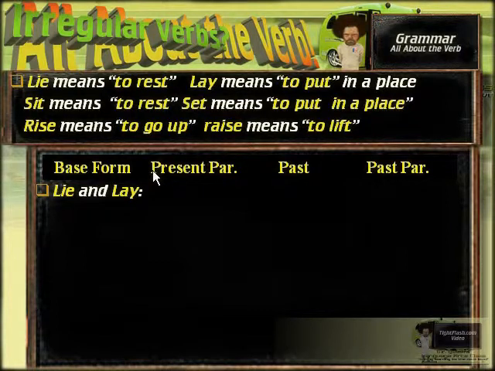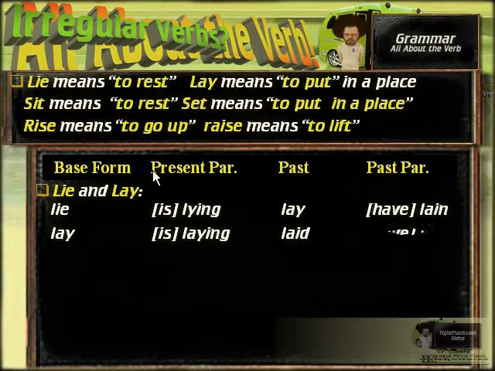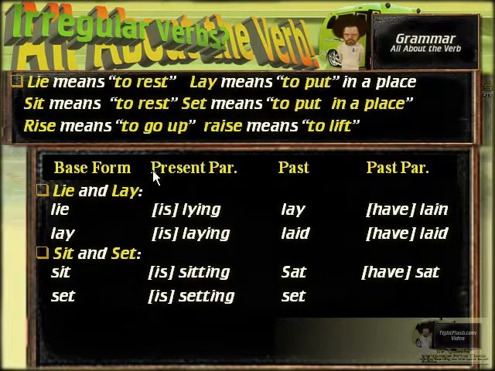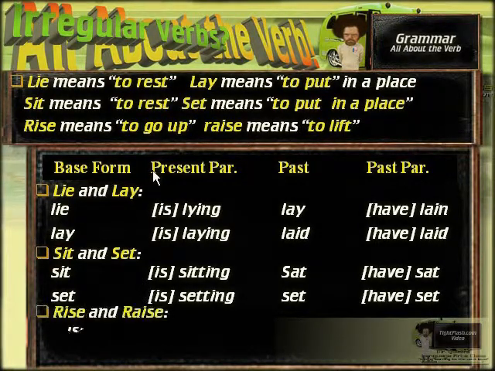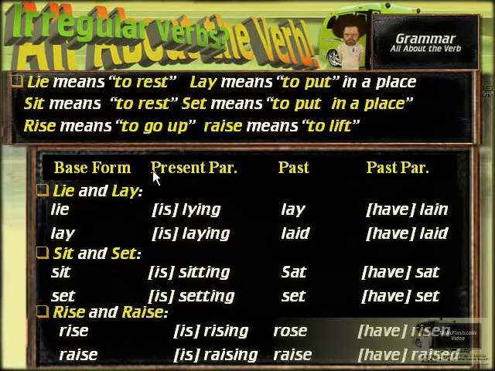Sit means to rest, set means to put, and rise means to go up, and raise means to lift. So, these are words that you definitely got to know and understand. Not only do they have some funny changing letters when you're talking about the past and past participle, but they also have a different meaning depending on how they're being used in the sentence. Okay, but we're not going to really go into that.